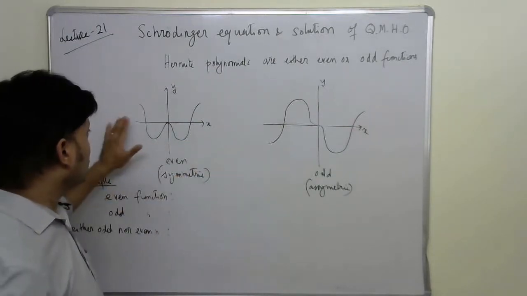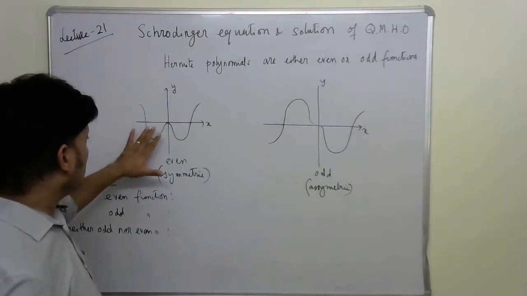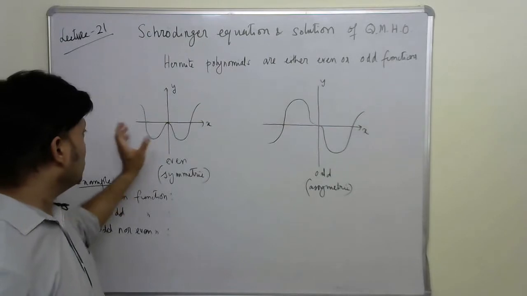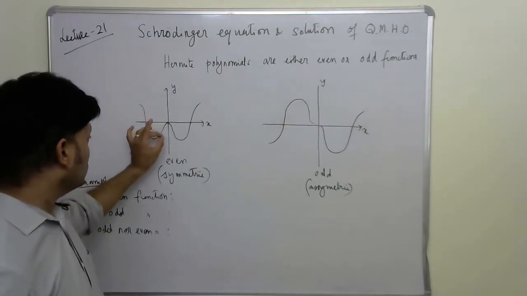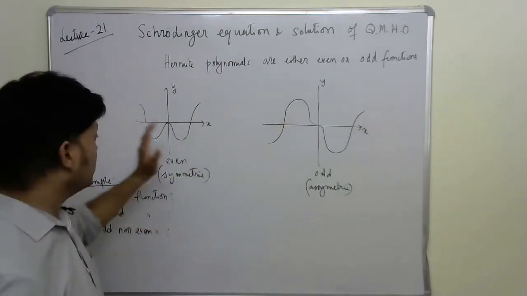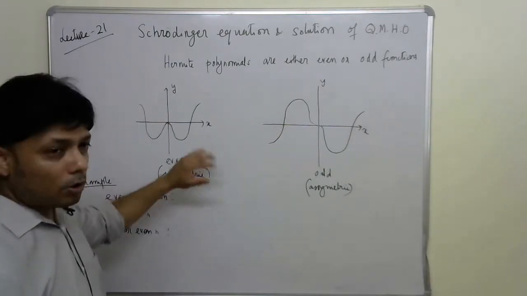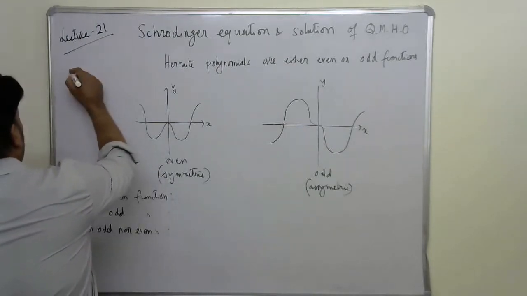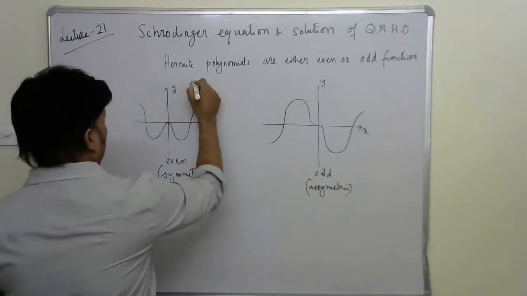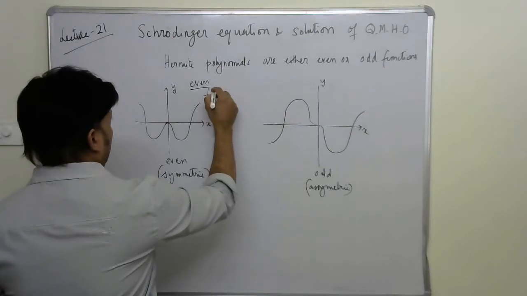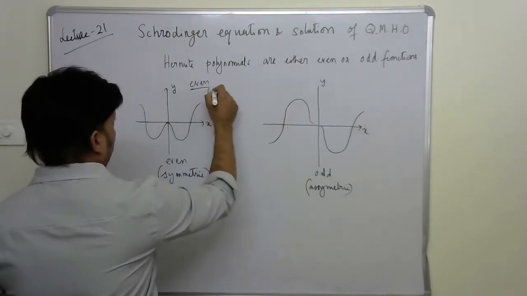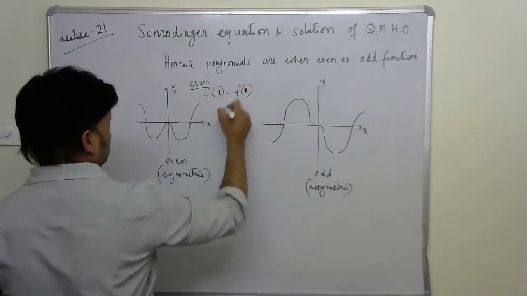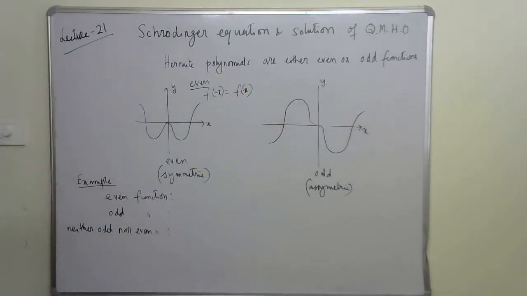I am just refreshing your memory: if a function looks symmetric over minus infinity to 0 versus 0 to plus infinity, meaning both on the negative and positive side, then it is called an even function, and we define it like this. Even function means that f of minus x is equal to f of x.